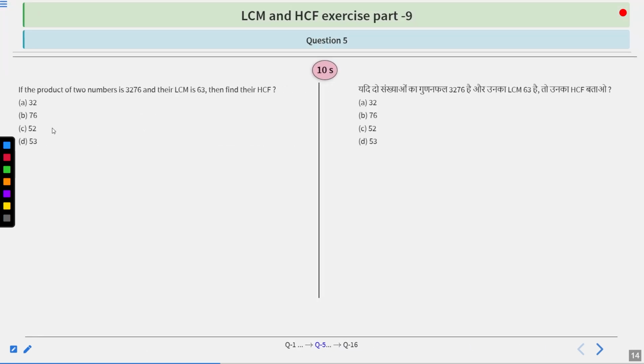If the product of two numbers is 3276 and their LCM is 63, then find their HCF. The options are option A 32, option B 76, option C 52, and option D 53. These are the options.